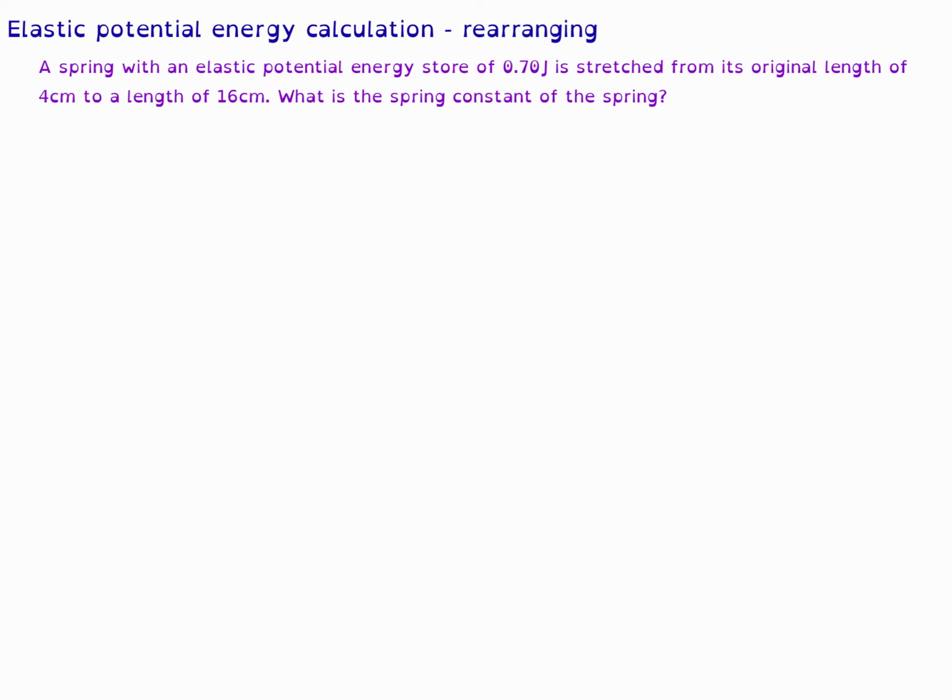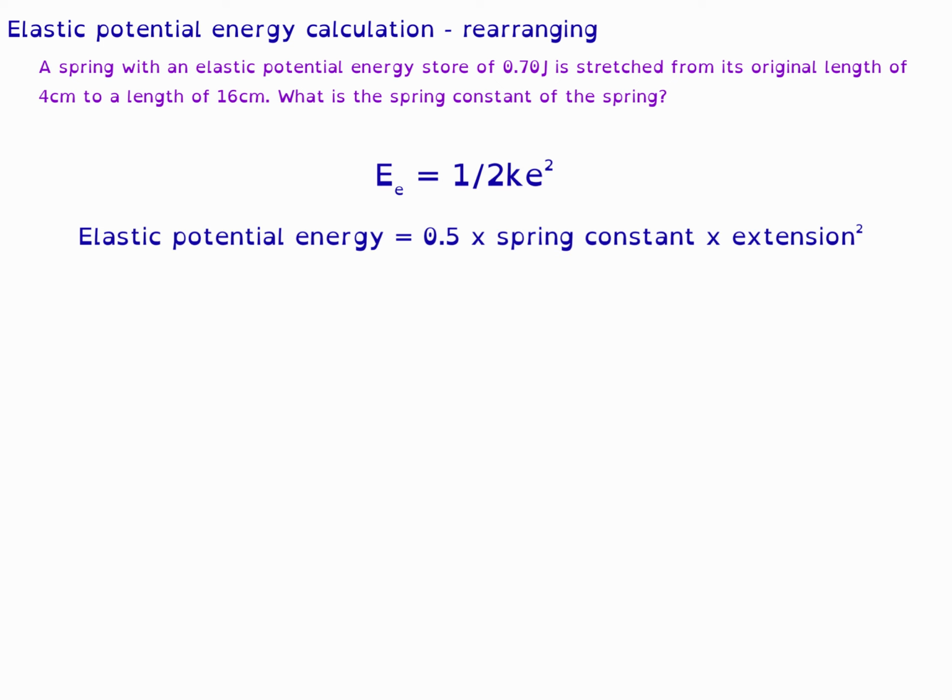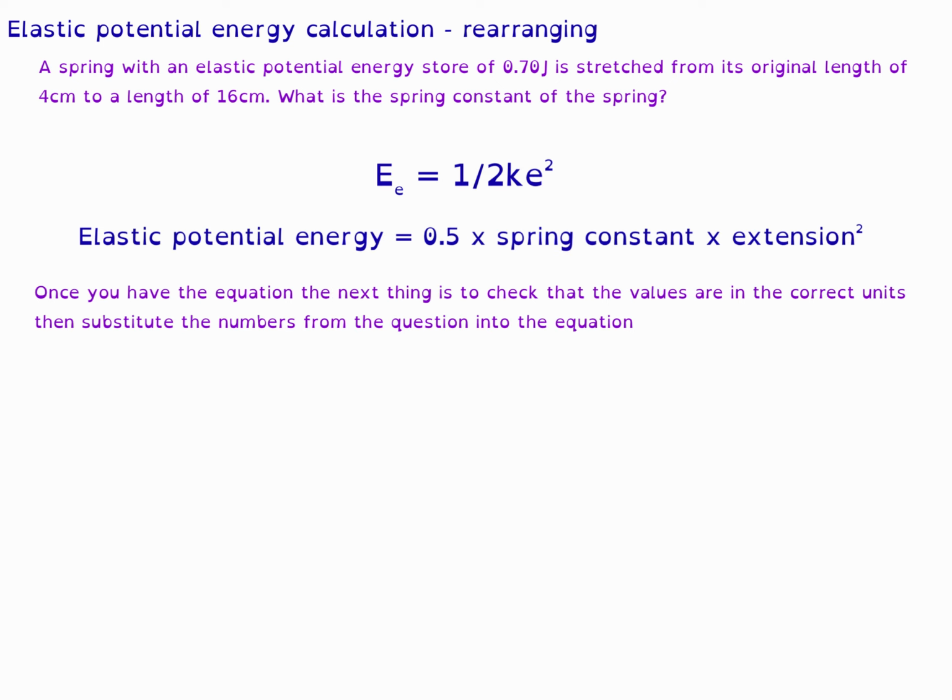A spring with an elastic potential energy store of 0.70 joules is stretched from its original length of 4 centimetres to a length of 16 centimetres. What is the spring constant of the spring? Well, first we need our equation, which is Ee equals a half k e squared. Once we have our equation, we need to check that the values are in the correct units and then substitute the numbers from the question into the equation.